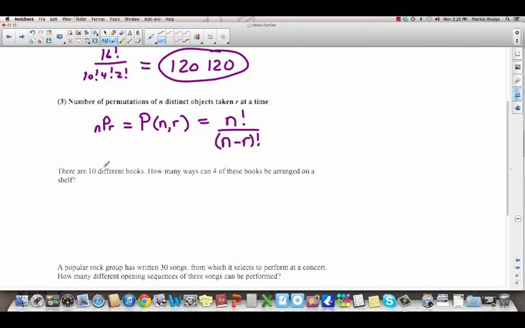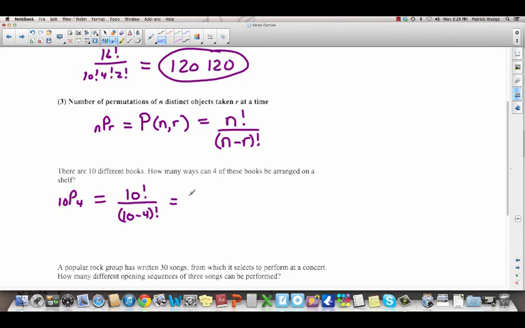Okay? So there's 10 different books total. So if we were going to order them all, it would be 10 factorial. But we're not ordering them all. We're only going to order 4 of them. So your r value is 4. So what you end up with on the bottom is 10 minus 4 factorial. In other words, 10P4, or the permutation of 10 objects where you're arranging 4 of them, equals this.